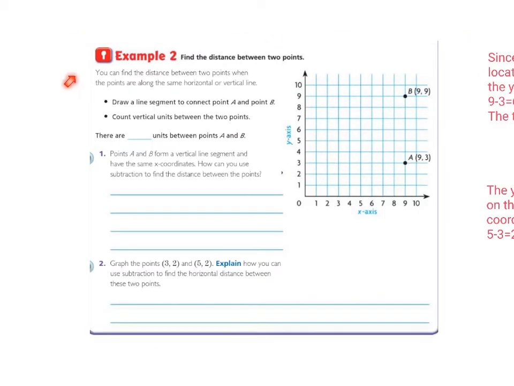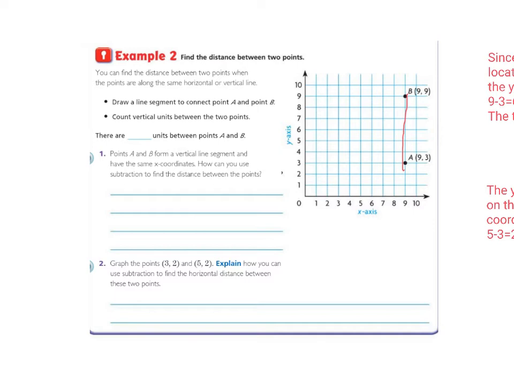All right. Example 2, we're going to find the distance between 2 points now. So you can find the distance between 2 points when the points are along the same horizontal or vertical line. So these ones happen to be on the same vertical line. They're not on the same horizontal. Draw a line segment to connect points A and B. So let's do that. Let's do it with red. I'm going to connect points A and B.